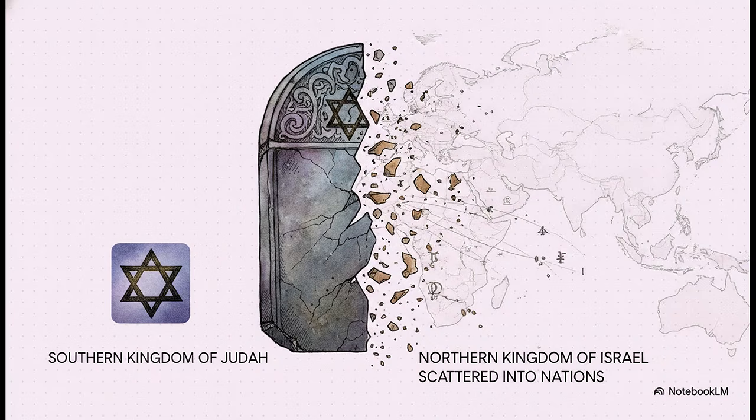But the northern kingdom, which consisted of 10 tribes and is often called the House of Israel or Ephraim, well, they went after other gods. After centuries of spiritual adultery, God did something incredibly severe. He gave the northern kingdom a certificate of divorce and scattered them out into the pagan nations.